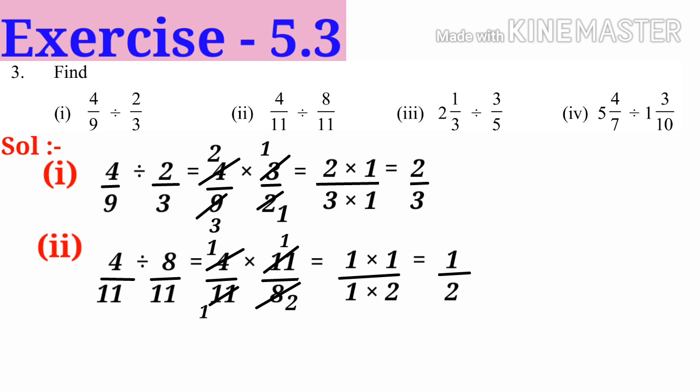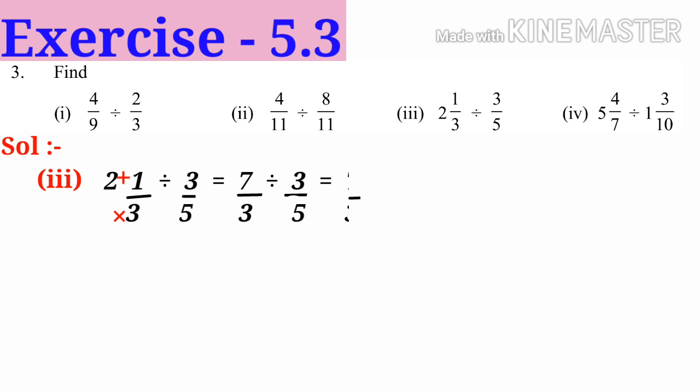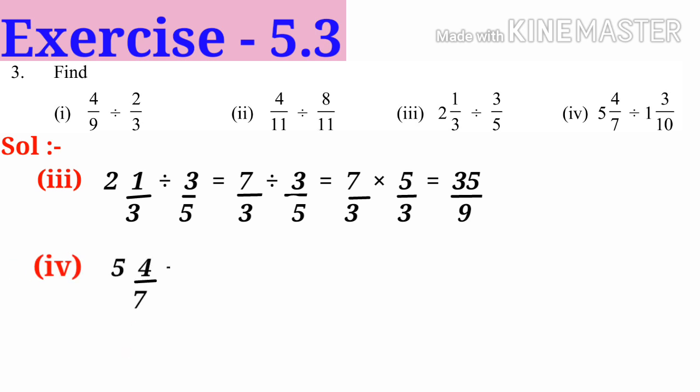Next number 3, 2 1 by 3 divided by 3 by 5. So first convert it into improper fraction, that is 3 into 2 plus 1, 7 by 3 divided by 3 by 5, that is equal to 7 by 3 into 5 by 3, because reciprocal of 3 by 5 is 5 by 3. So in the numerator 7 into 5 is 35, in the denominator 3 into 3 is 9, 35 by 9.